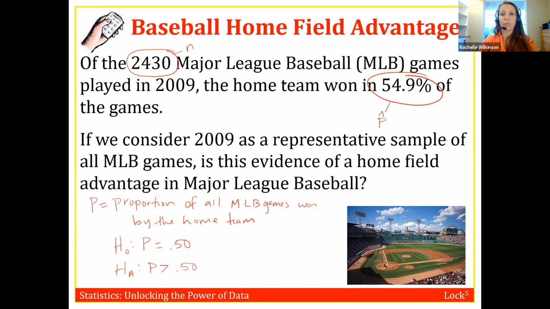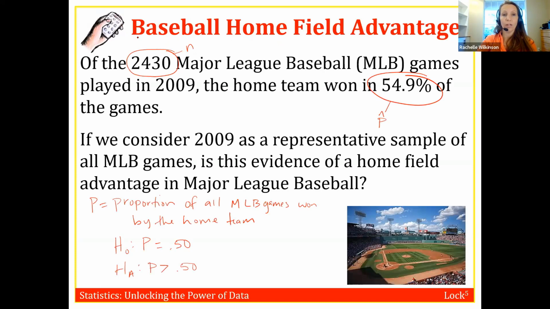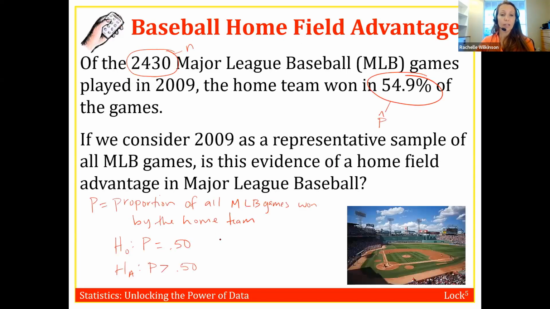So now I'm ready to actually do the hypothesis test. The first thing I want to do is check the conditions and make sure it's okay for me to use the normal approximation. Remember that the conditions were that N times P naught and N times 1 minus P naught both had to be greater than or equal to 10. So let's go ahead and do that calculation. N is 2,430. P naught is the value we're claiming that P is under the null hypothesis.